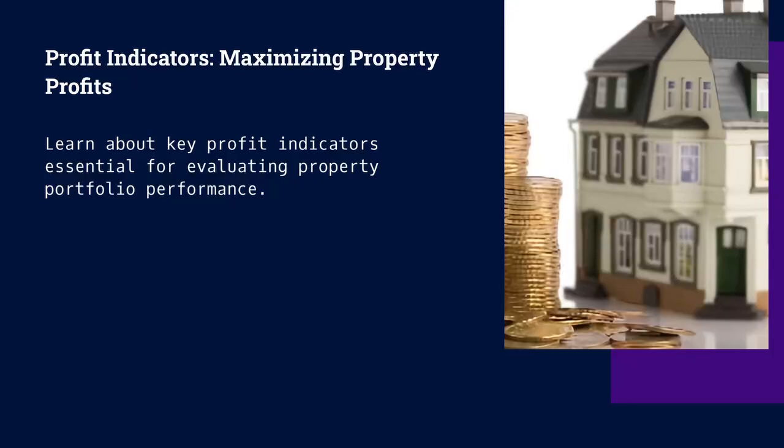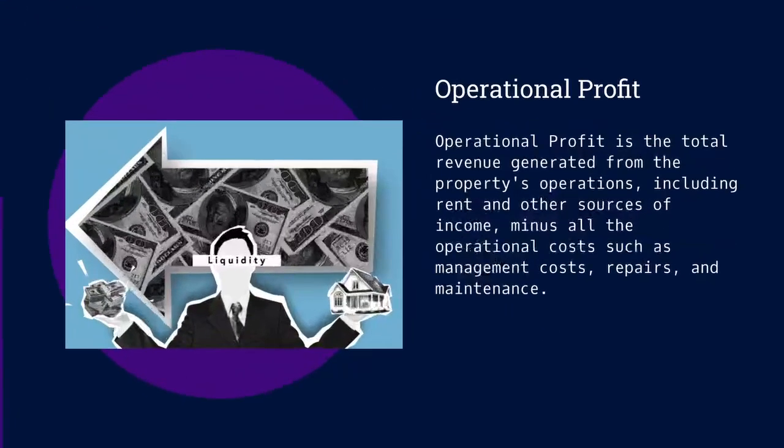Property indicators. The next one is profit indicators, right? So, maximizing property profits. Learn about key profit indicators, essentials for evaluating property portfolio performance. When we are talking about performance, we are talking about 3 things, right? Sales, so rent indicators; costs, cost indicators; and as a consequence of the difference between sales and cost, you have profit indicators, right?